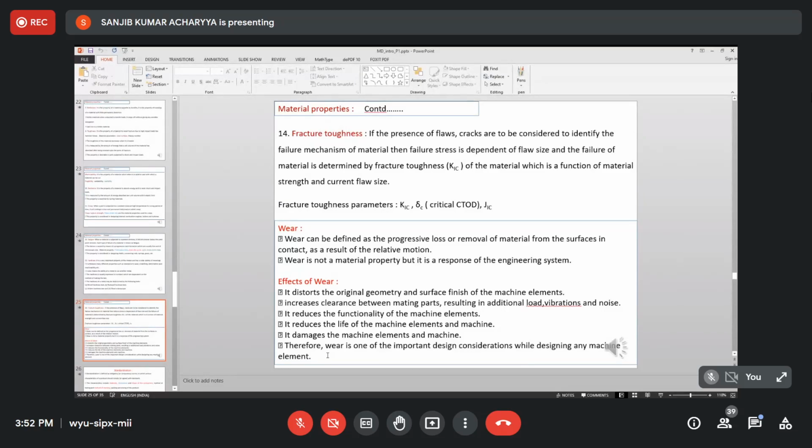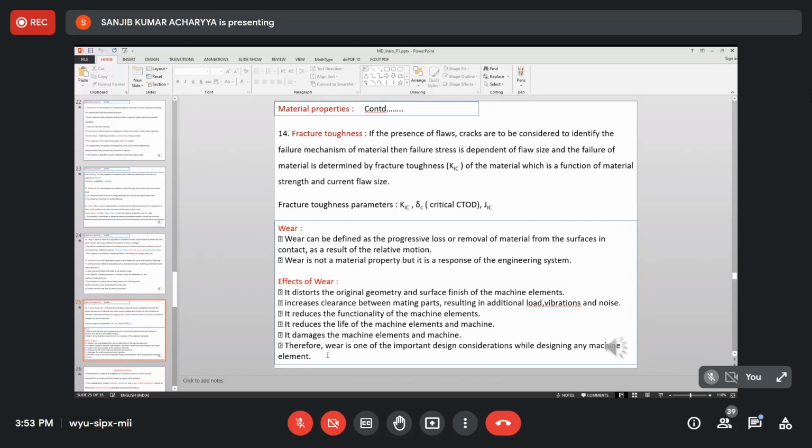And if we increase the load, this crack growth will continue. And ultimately, the material can fail. So there are certain material properties which are required to measure the resistance of the material against crack growth, against fracture. That material property is called fracture toughness. The higher the fracture toughness, the higher the resistance of the material against crack growth.